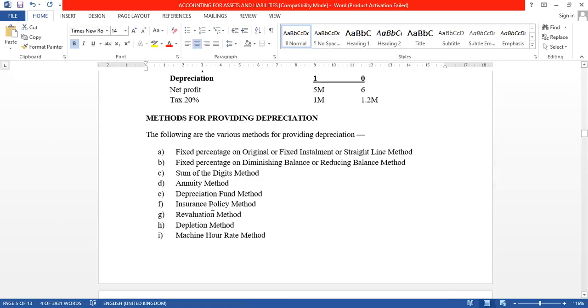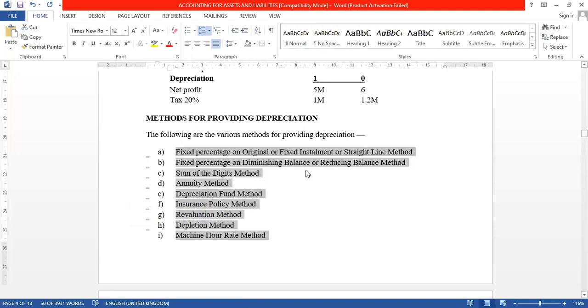Now, I want us to briefly look at the methods of providing for depreciation. You will excuse me, I may not be able to go through all these methods, right? And therefore, I hope you will have an idea. For the coverage of this lesson, I would rather concentrate on two, or I end up confusing you. I don't want to end up confusing you people.